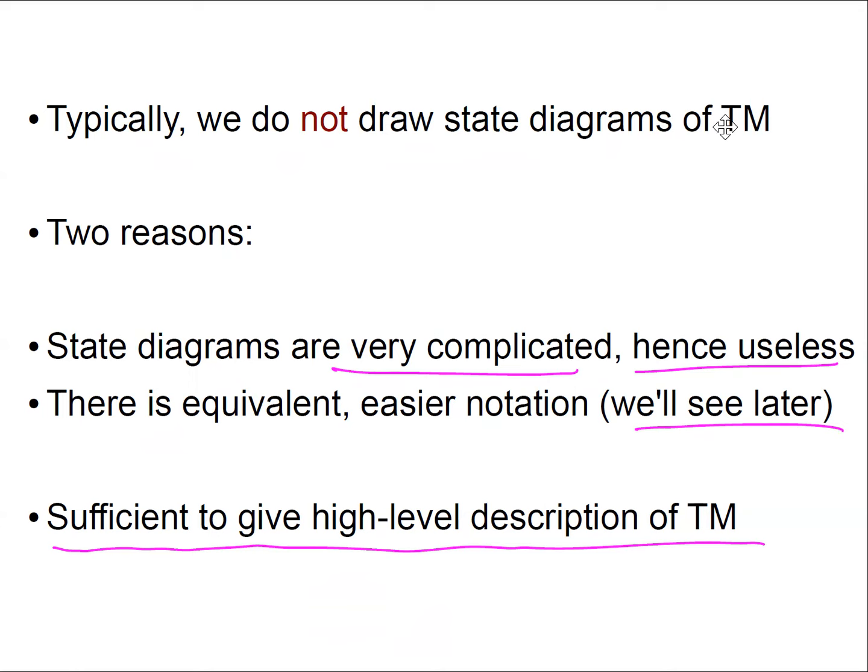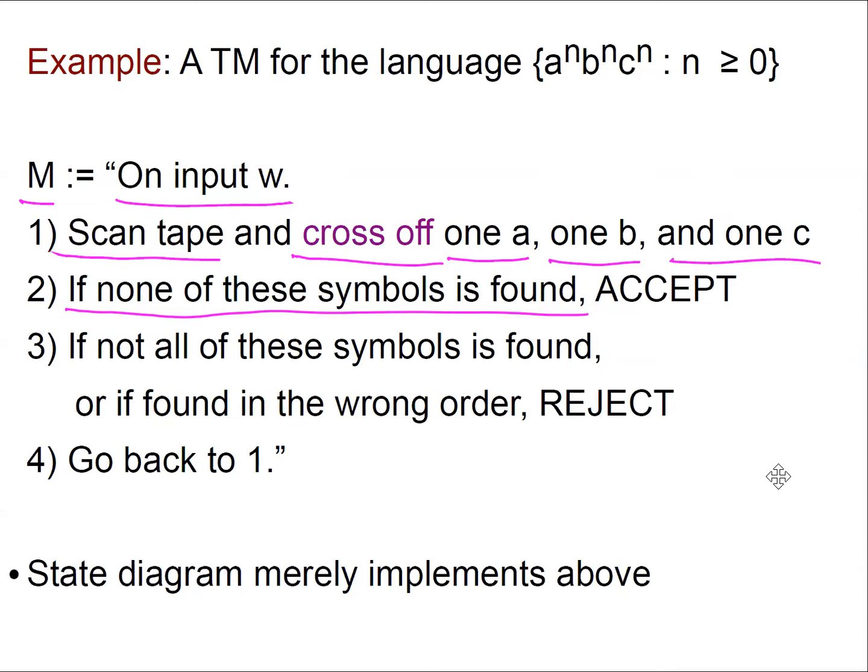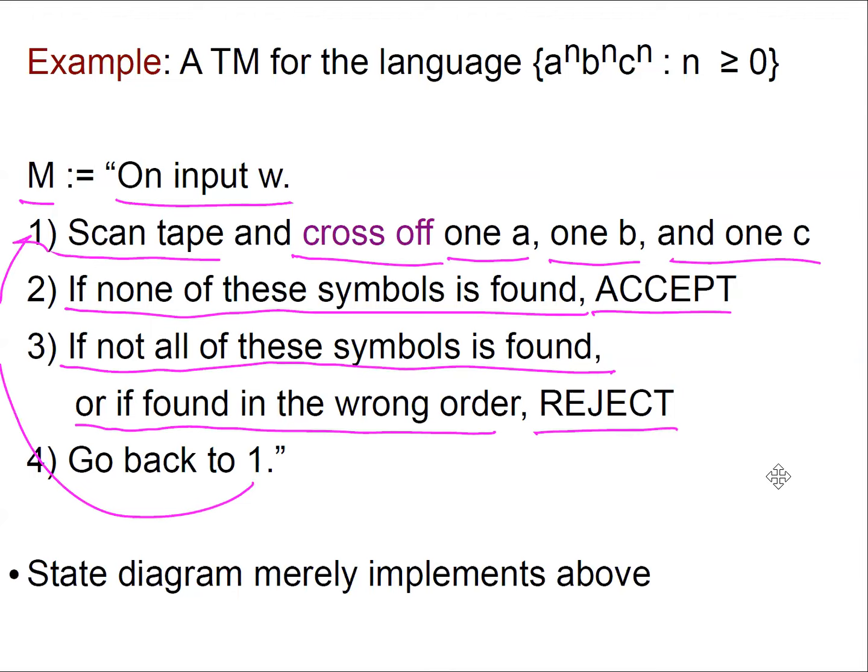So for a Turing machine like before, for the language A to the N, B to the N, C to the N, we may just give an English description of the algorithm behind it as follows. The machine M on input W is going to scan the tape and cross off one A, one B, and one C. If none of the symbols is found, then you may accept. That means you crossed everything off. If not all of the symbols were found, or they were found in the wrong order, then reject. Otherwise, you go back to one. So the machine does one pass and tries to match one A with one B and one C, according to this language.